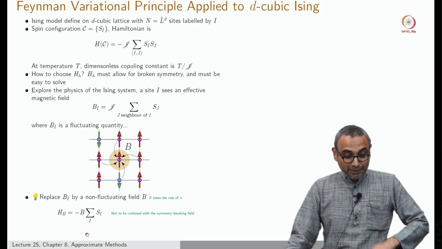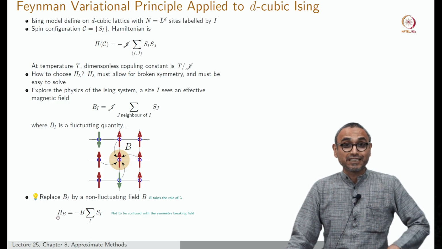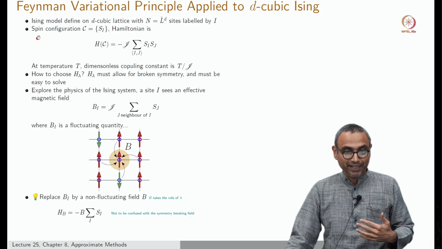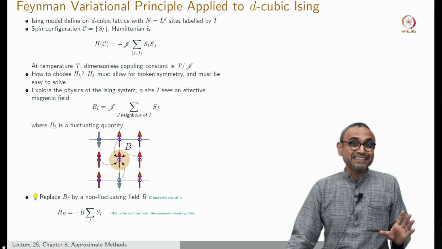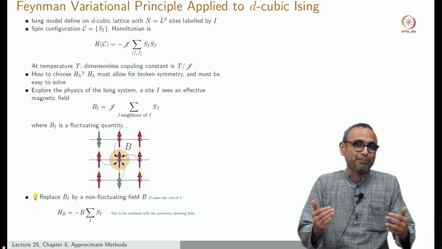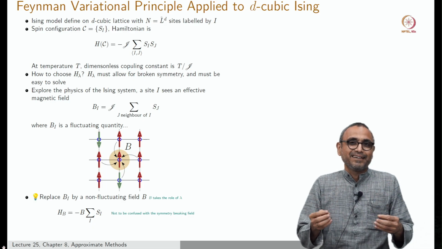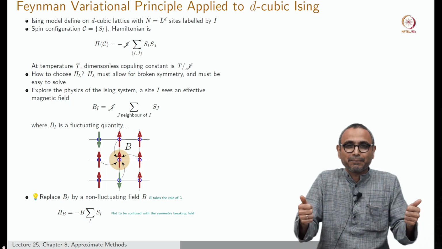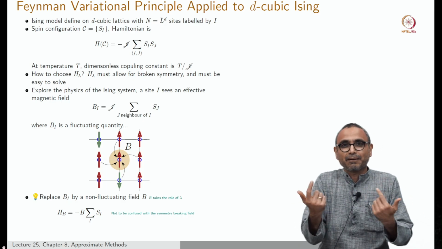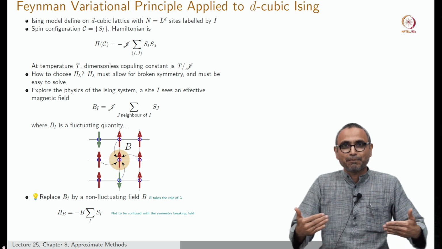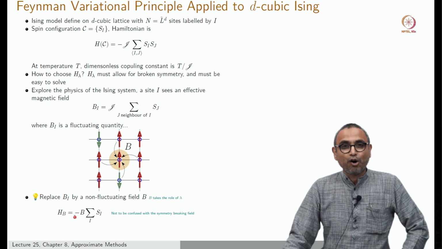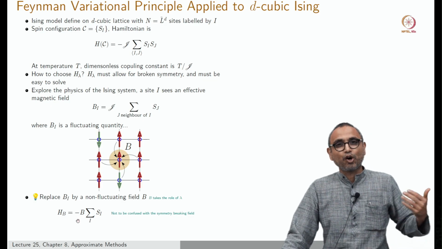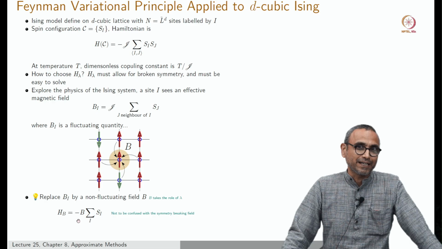Now friends, I warn you that you should not confuse this with the symmetry breaking field. The symmetry breaking field is added to the original Hamiltonian such as this. This is the Feynman variational Hamiltonian. We are saying that at least in the broken symmetry phase, it is as if each spin is independent and seeing some average field coming from the neighboring spins. So we just model this as a problem of a set of independent spins sitting on lattice sites which are all seeing the same uniform external field.